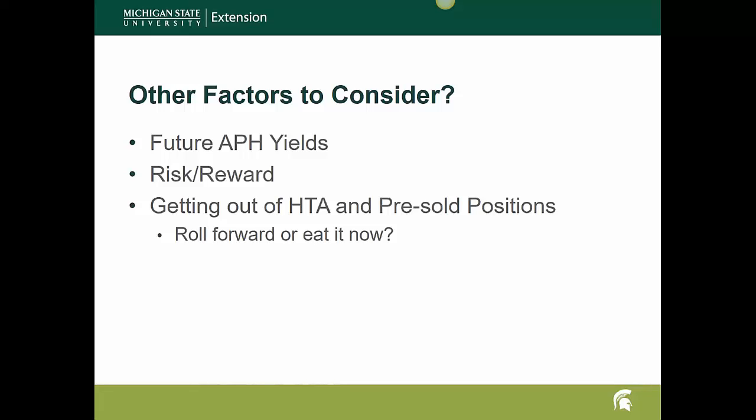Getting out of your hedges and pre-sold positions: I have more corn sold than what I've got planted right now, so I backed out of some of those positions. You have some choices whether to roll forward or to eat it now. I decided to eat it now. I started to get where I was out of the money on some tools, so I decided to roll out and get out of those things. That may or may not be a good decision, so now I'm speculating, sort of, on true hedges. But if I don't plant the crop, then it can't deliver on the crop.